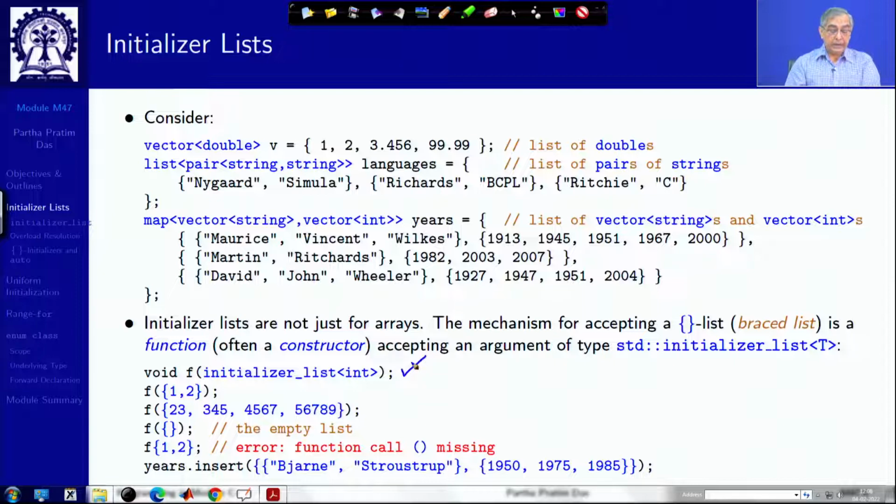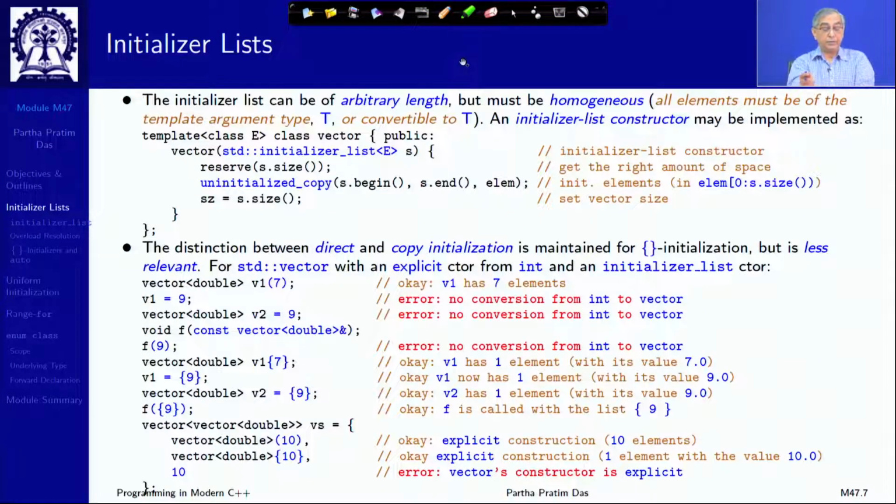With that you can just define a function with initializer list of type int, which means that you will have braced initialization of integer values, or you can directly call this function like this, or like this, or like this, that is an empty list, but you cannot call it without the parentheses. This is missing. You can use it in insert, which we did earlier, and for example, for this vector map I can do an insert of this form. So, that is what the initializer list is about.